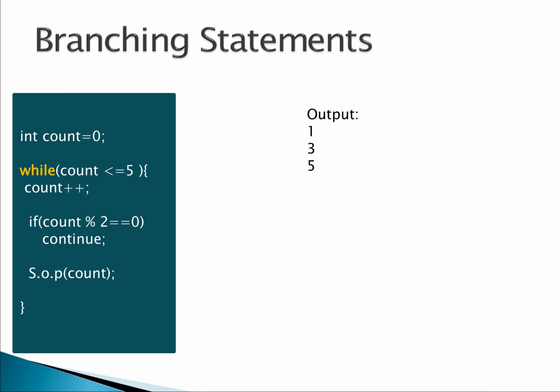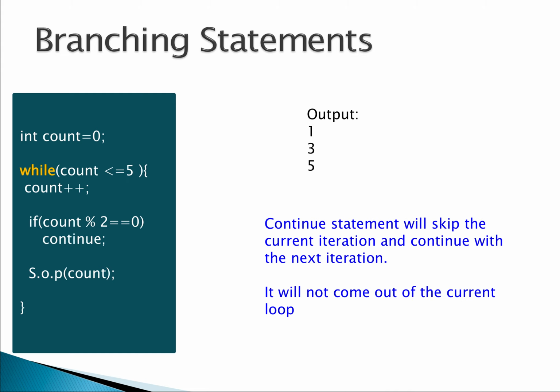So it is not going to execute the System.out.println, it goes to the next loop, and in the next loop the count is 3, and the remainder is not equal to 0 when you divide by 2, so it is getting printed. That means the continue is not executed. For 4 the continue will be executed, so it is going to skip the System.out.println of count. So the continue statement will skip the current iteration and continue with the next iteration. It will not come out of the loop like the break statement.